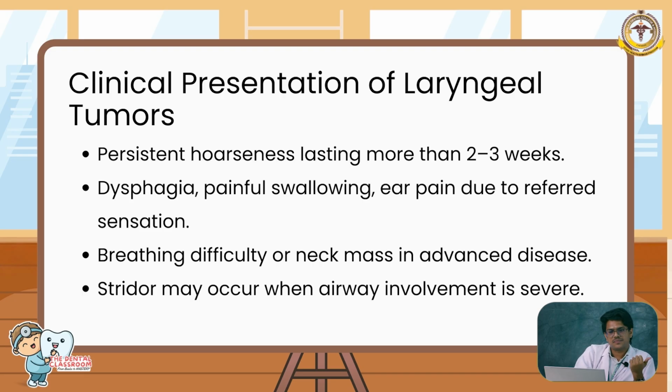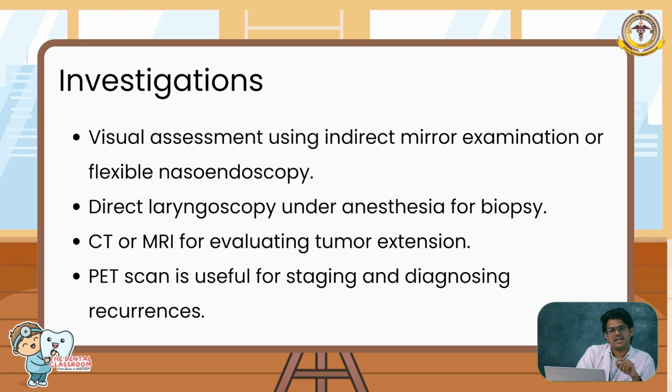Other symptoms include dysphagia, odynophagia, referred ear pain, dyspnea and neck pain. Advanced disease presents with stridor and airway compromise. Investigation and diagnosis: indirect laryngoscopy or flexible nasoendoscopy, and direct laryngoscopy with biopsy under general anesthesia for histological diagnosis. Imaging-wise, CT and MRI for tumor extent and nodal involvement. PET CT is always used for advanced stages for staging as well as recurrence.